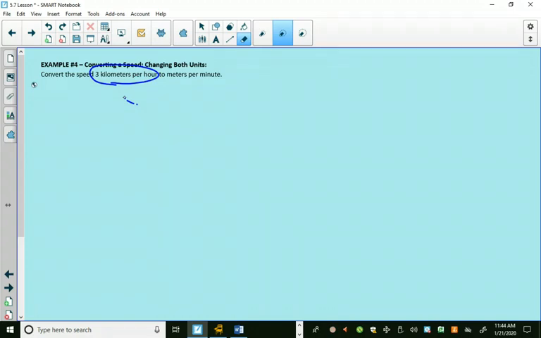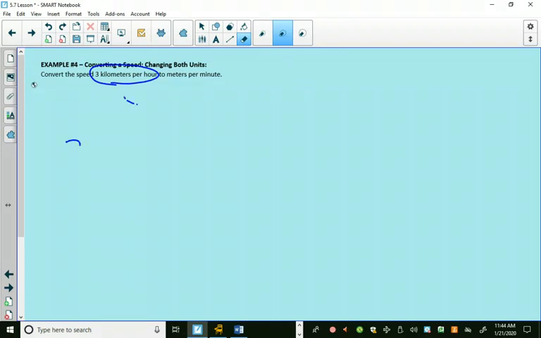So when you are converting both units, you will have at least 2 conversion factors from your sheet that you will utilize. So anytime you're ever taking a rate and converting both of the units, you need 1 conversion factor for each of the units changing at least. There might be times you might need more than 1 for 1, but you will have at least 1 for each. So let's start by writing our rate that we have.